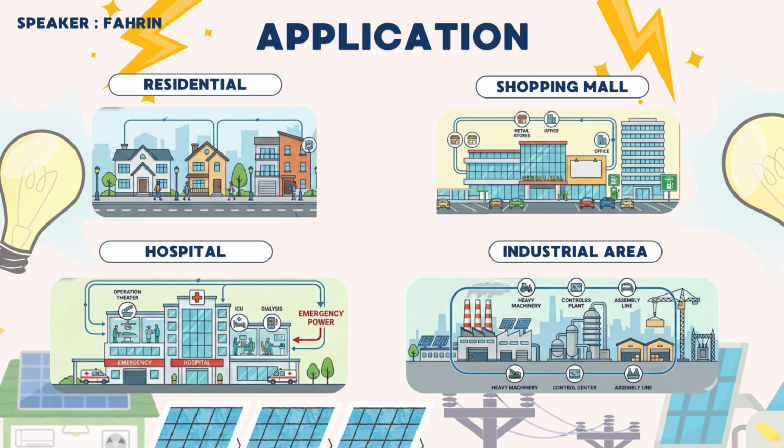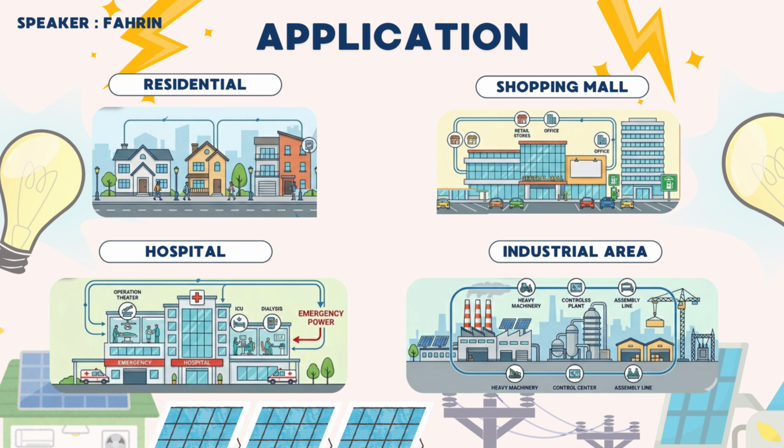Now, I will explain the application of the electrical loop system. The loop system is used to provide a stable and continuous electricity supply. If one cable has a problem, electricity can still flow from another side of the loop. First, in residential areas, it supplies electricity to houses and apartments safely and reliably.